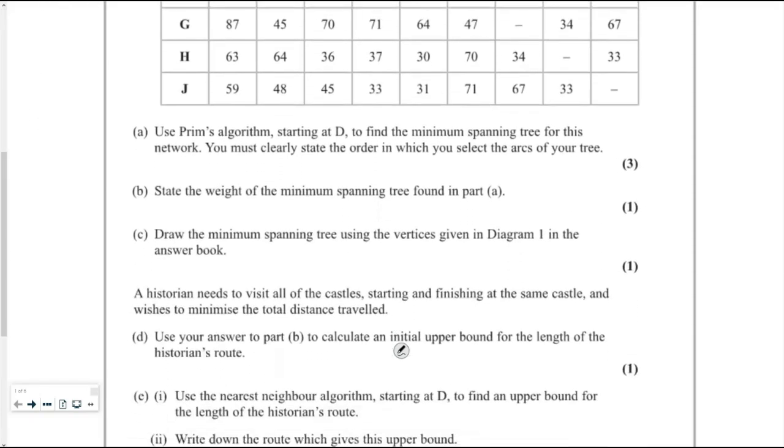So it says, use Prim's algorithm starting at D to find the minimum spanning tree. You must clearly state the order in which you select the arc. So you can't just have the numbers across the top. That doesn't get it. Don't get your full marks. You need to write down the edge as well as you go.